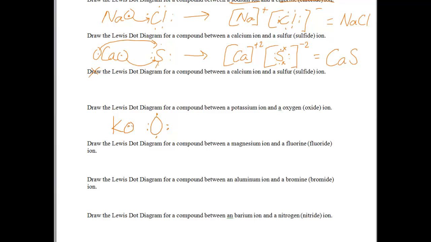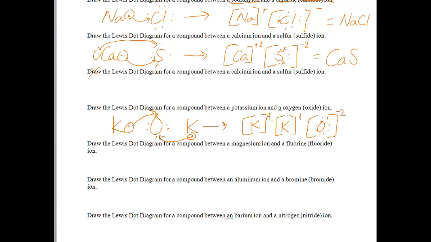So potassium's going, okay, I'll give you my 1. Now I'm going to be happy. But oxygen's like, wait, I'm not happy. So what are they going to do? There's going to be another potassium then that's going to have to give up its electron. So what does that mean? We get 2 potassiums. It's going to take 2 potassiums to fill up the 1 oxygen.